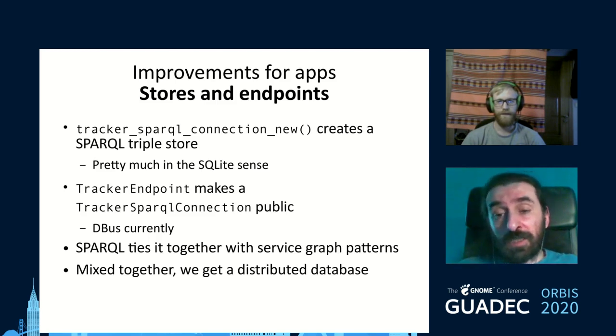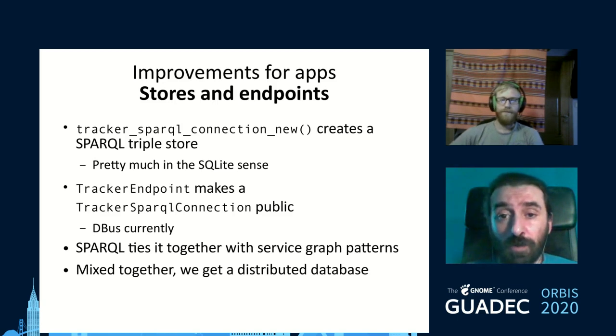So this doesn't pan out, obviously, if we try to isolate everything. So we now have a division between stores and endpoints. A store is a database like tracker store would be previously, and you create one with tracker sparkle connection new. And it works pretty much in the SQLite sense. You specify actually a location for that database, and it is your database. It's not shared with anyone else and whatnot.